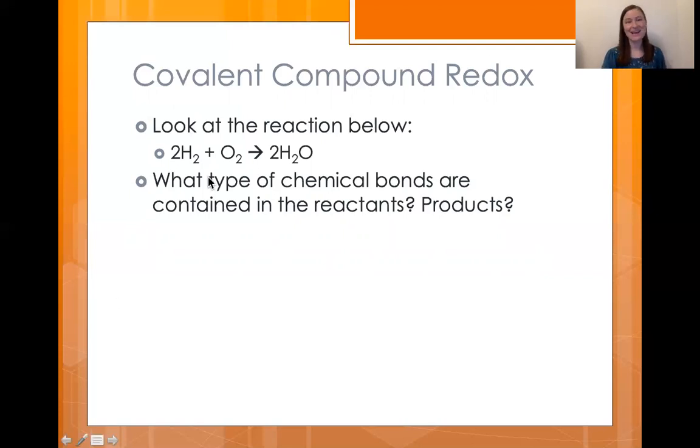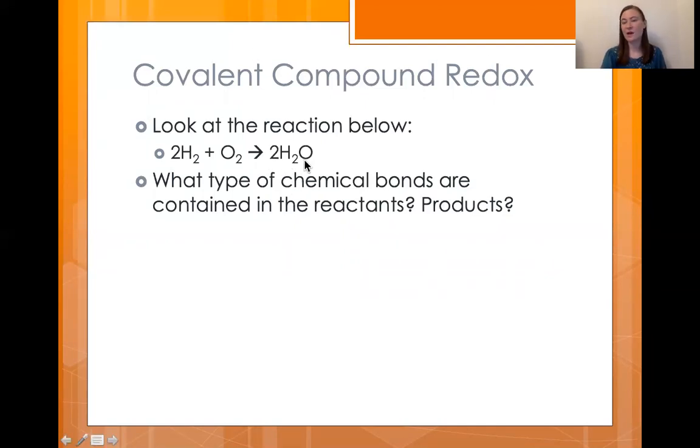So in the reactants, I've got a bond between hydrogen and hydrogen and a bond between oxygen and oxygen. Hydrogen and oxygen are both nonmetals. When they bond with themselves, they're going to form covalent bonds, and in particular, they're going to form nonpolar covalent bonds because the electrons are shared exactly evenly since they're shared between two identical atoms.